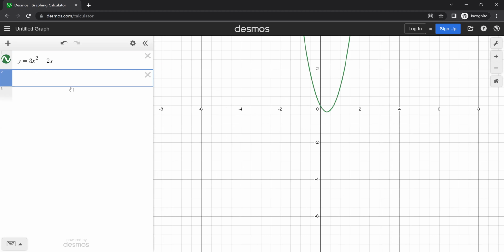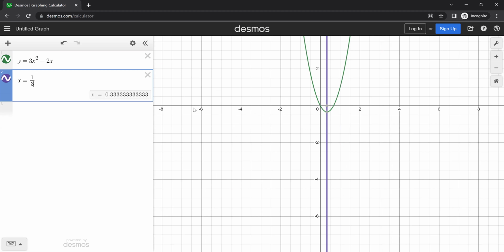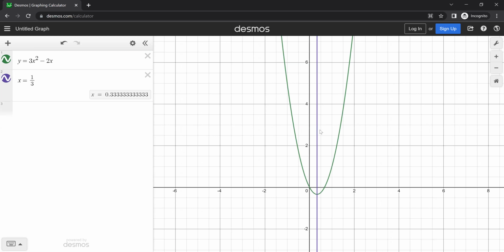Now your axis of symmetry is x equals 1/3. Okay. This vertical line goes through the vertex. Do you see that? It goes through the vertex. Yep. And furthermore, more importantly, it divides. It's like a mirror. The left side reflects to the right side, or the right side reflects to the left side.